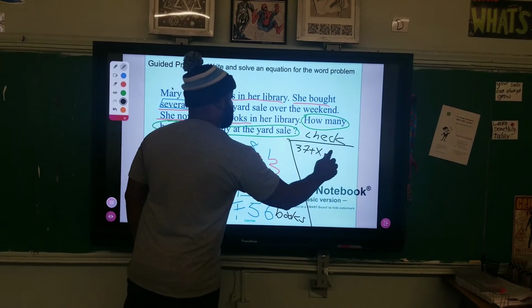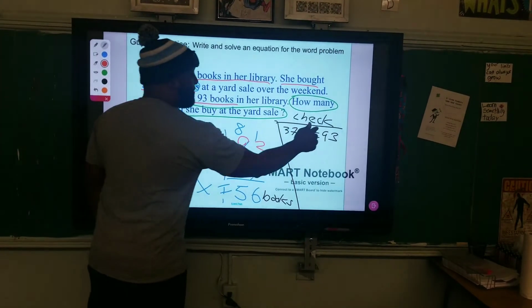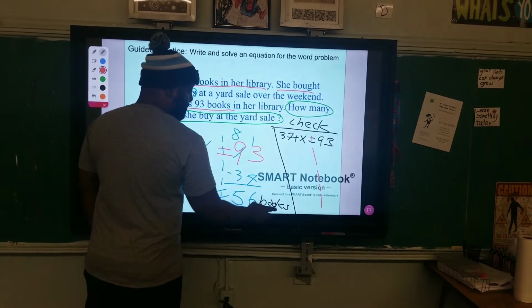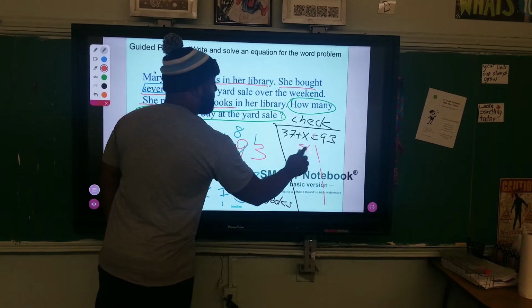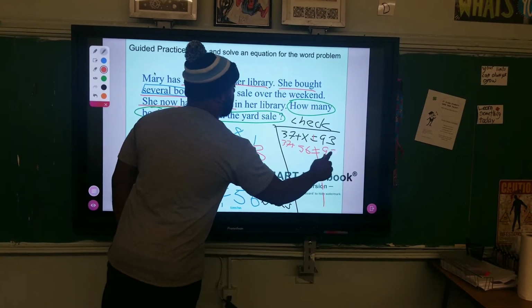37 plus x equals 93. And now we will change it up and substitute in. So instead of x, we'll put in the 56 we believe. Keep everything else the same. Keep our equal sign on the brick wall.